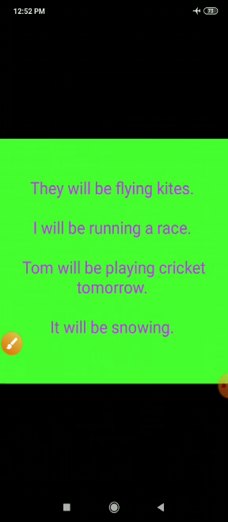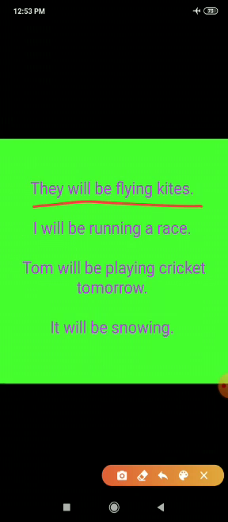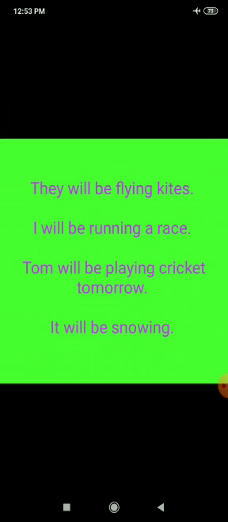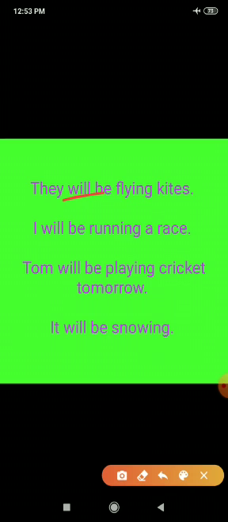Here we have a few examples. They will be flying kites. I will be running a race. Tom will be playing cricket tomorrow. It will be snowing. These sentences are in future continuous tense. Future continuous tense is used to express a continuous action in the future. In future continuous tense, we use will be or shall be.